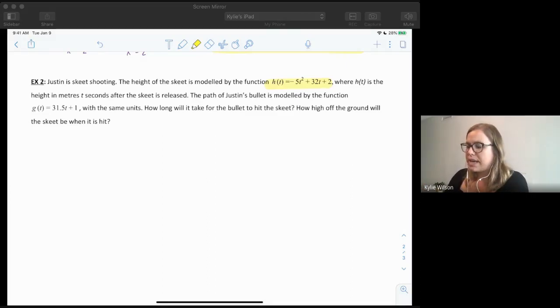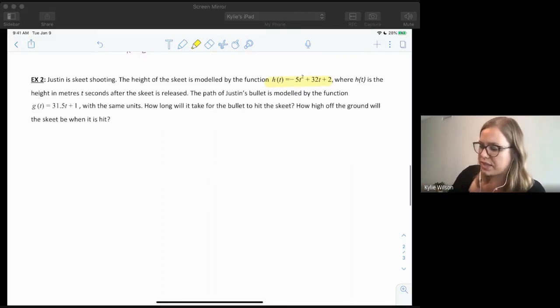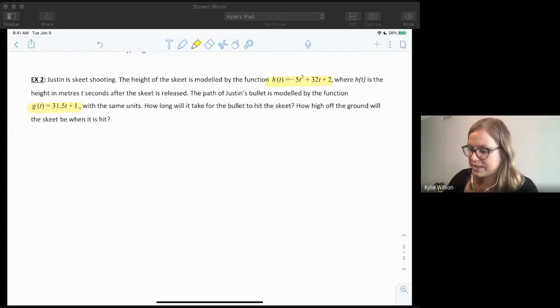So the path of Justin's bullet is modeled by the function g(t) = 31.5t + 1. And again, g(t) is going to be our height and t is going to be our seconds. So how long will it take for the bullet to hit the skeet? How high off the ground will the skeet be when it's hit? So those are our two questions that we're looking at.